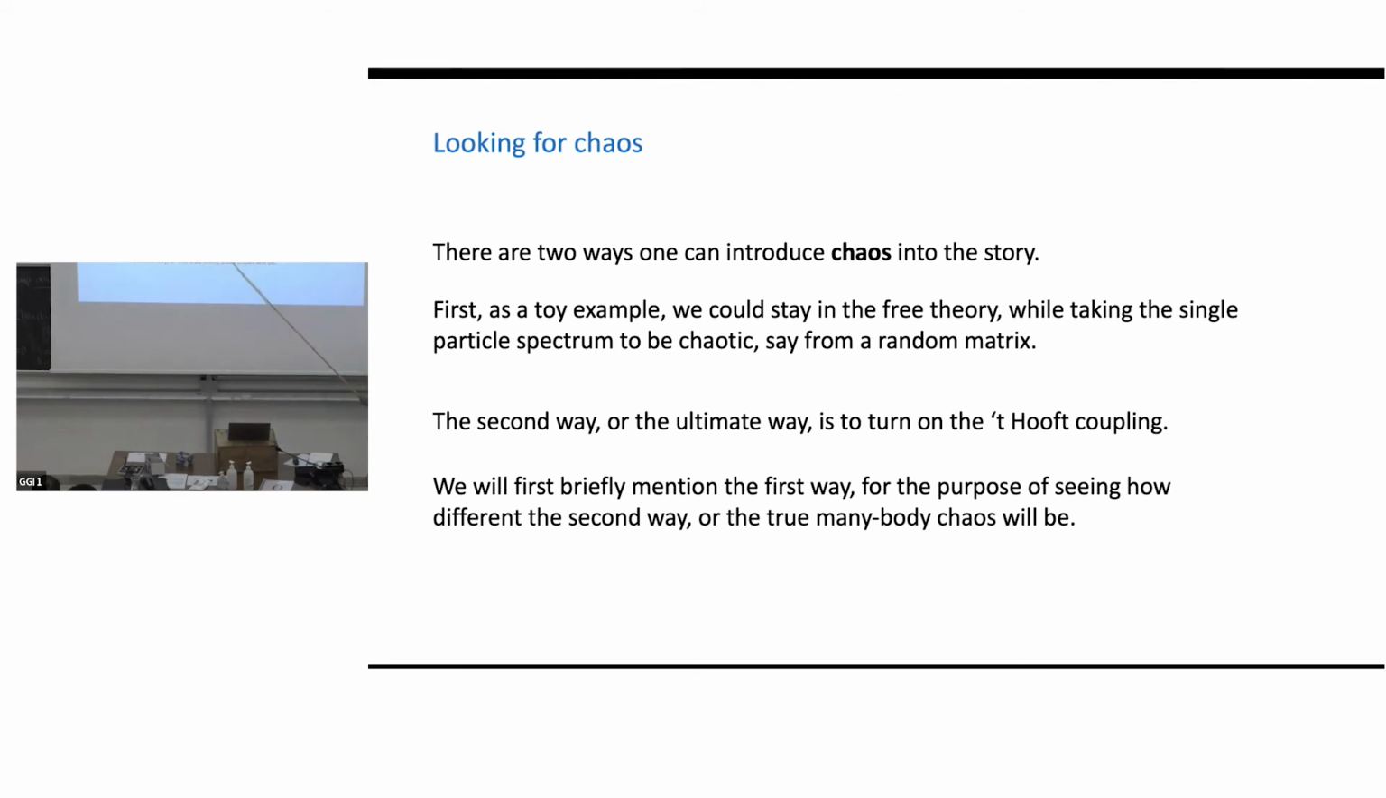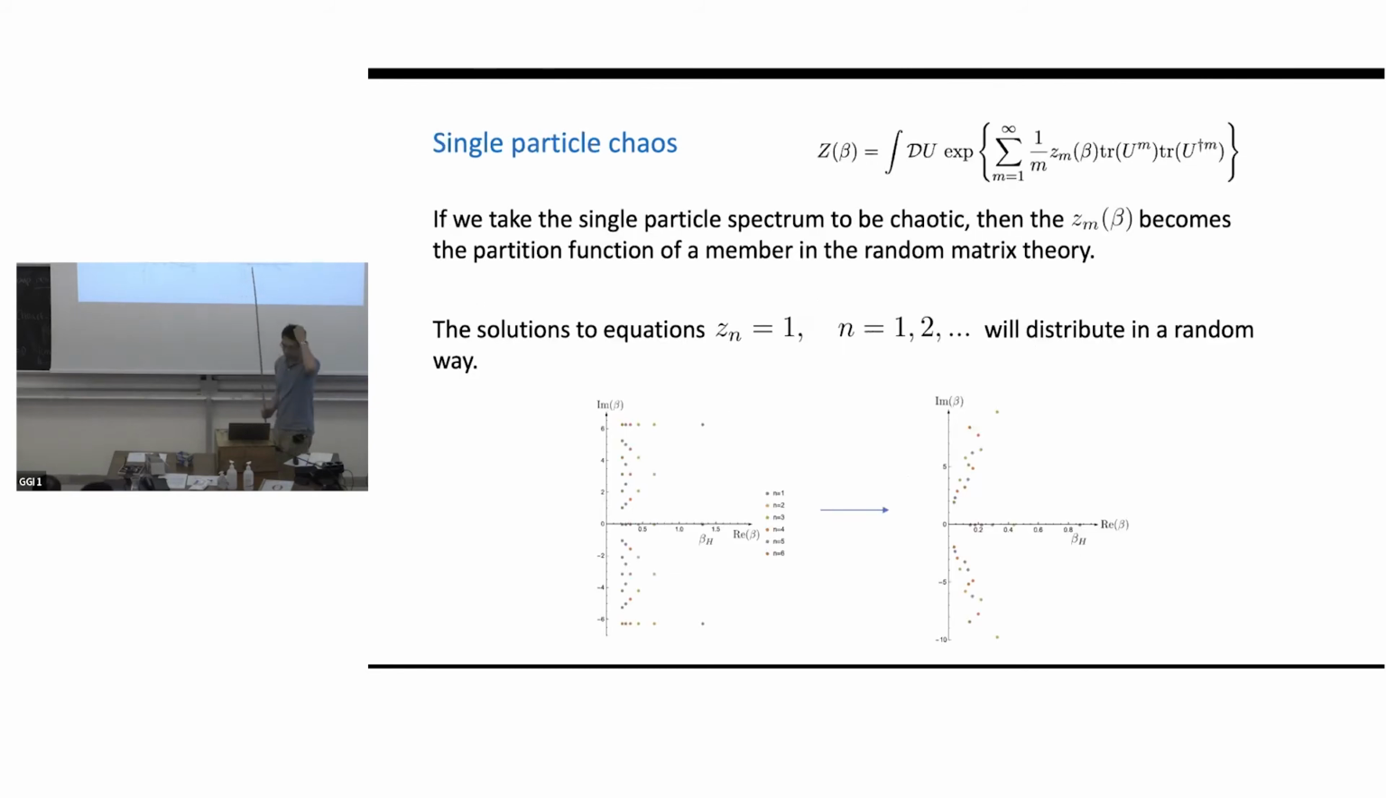The main purpose of that is not to say that it is the correct ansatz for the black hole at late time, but to highlight the difference between the first way and the second way. And I will argue that the second way is very, very different from the first way, okay? So now, if we take the single particle spectrum to be chaotic, basically what happens is that these little z functions in the matrix integral, because they come from the single particle partition function, are essentially partition functions of a specific member in the random matrix theory.